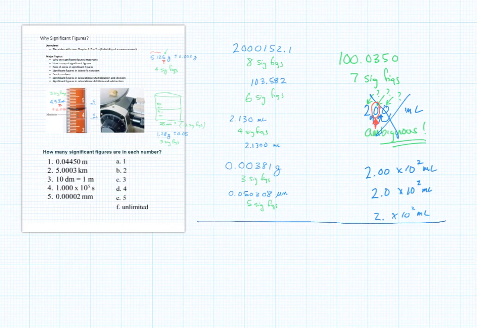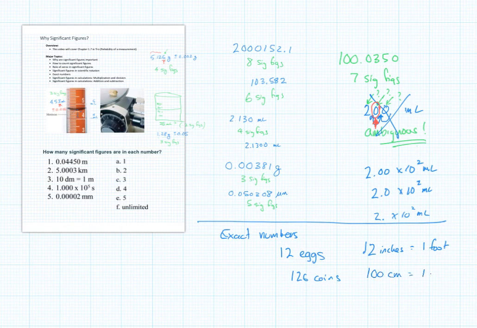And for our last thing, let's take a look at a special case, and these are called exact numbers. So this would be something like if we had 12 eggs, or if we have 126 coins, or if we have 12 inches equals 1 foot, or if we have 100 centimeters equals 1 meter.